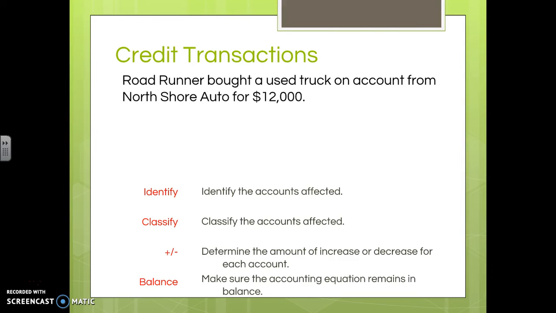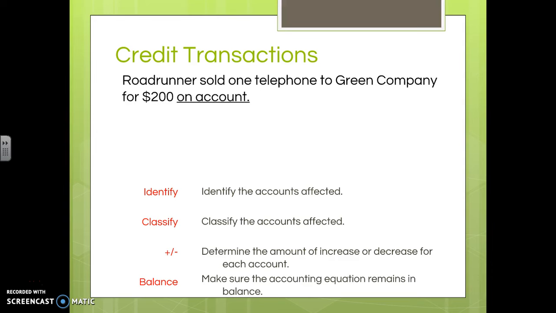Credit transactions. This is an example of a credit transaction clue. Same thing holds true, the 4-step process. Identify, classify, determine increase, decrease, and then balance the equation. Another credit transaction, same thing, follow the 4-step process. On account, which is underlined in this clue, is a big clue. On account means liability. So chances are one of the accounts that are affected is going to be a liability classification. So again, go through the 4-step process.